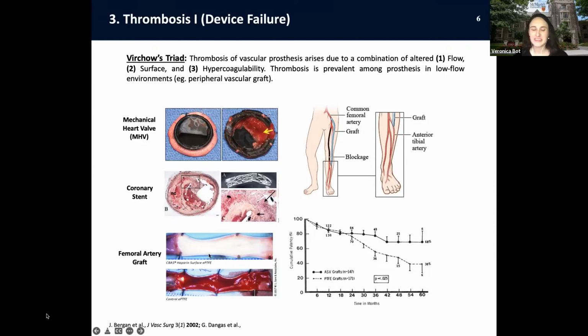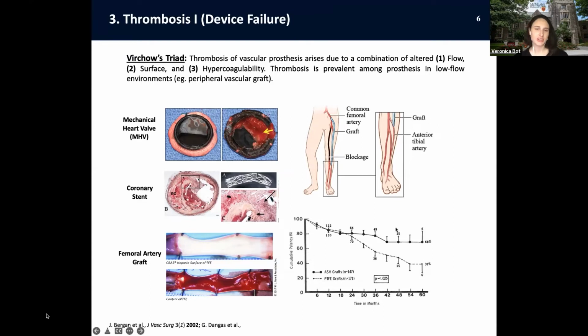I've provided a series of images here to really show you what thrombogenic failure could look like on these devices. This is a heart valve, mechanical heart valve, a coronary stent, and vascular graft. As you may infer from these images, the surface or lumen of these devices becomes fouled or encapsulated in a red fibrous matter. This is what is known as a blood clot or a thrombus.